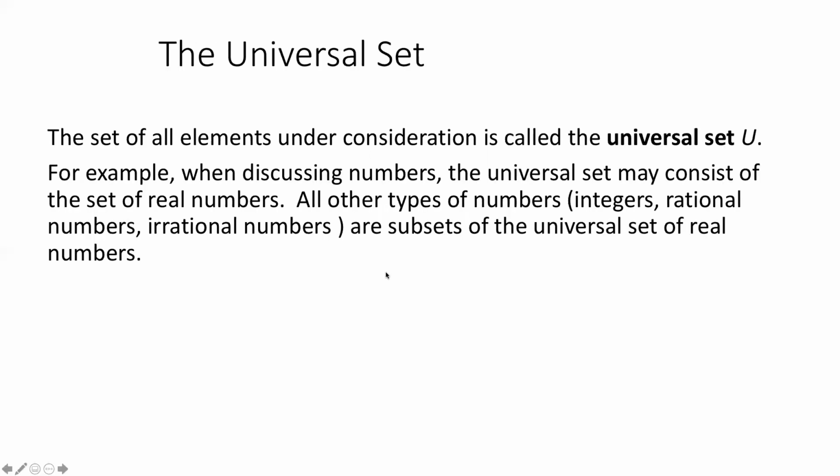So this set of all elements under consideration is called the universal set, and this will be important when we start doing probability related to this. So for example, when discussing numbers, the universal set may consist of the set of real numbers. All other types of numbers, integers, rational numbers, irrational numbers, are subsets of the universal set of real numbers.